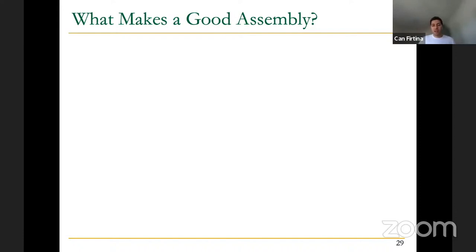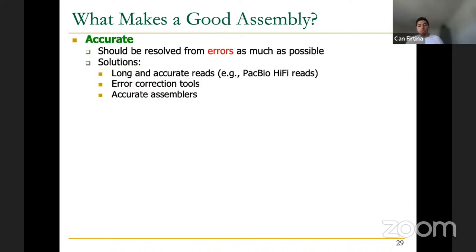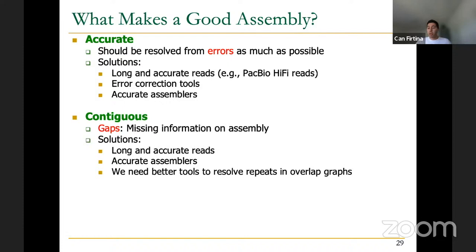So what helps us to make a good assembly? First, we want to have our reads and the assembly as accurate as possible. So the assembly and the reads should be free from errors as much as possible. And there are certain solutions for that. For example, we can use long and accurate reads. PacBio HiFi reads are relatively recent compared to other sequencing technologies. We can use error correction tools. We can use accurate assemblers rather than fast and quick ones, if your goal is, of course, to generate the most accurate one.